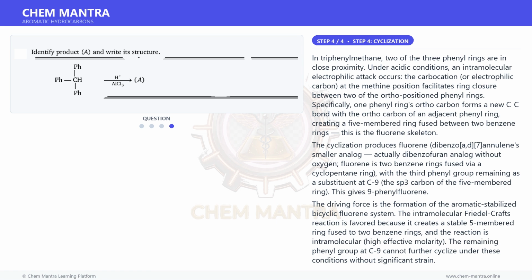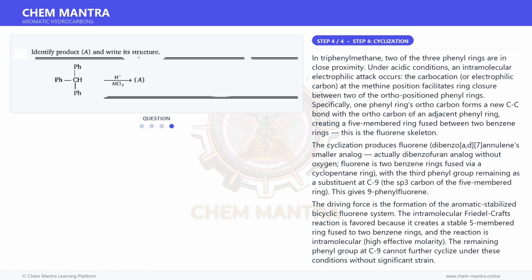This gives 9-phenylfluorene. The driving force is the formation of the aromatic stabilized bicyclic fluorene system. The intramolecular Friedel-Crafts reaction is favored because it creates a stable 5-membered ring fused to 2 benzene rings, and the reaction is intramolecular, with high effective molarity. The remaining phenyl group at C9 cannot further cyclize under these conditions without significant strain.